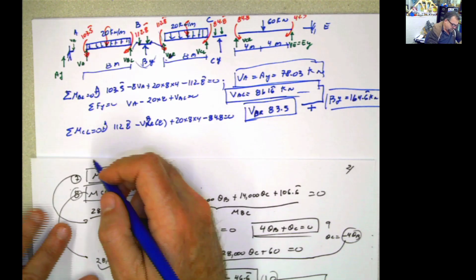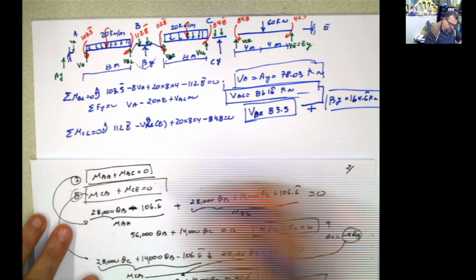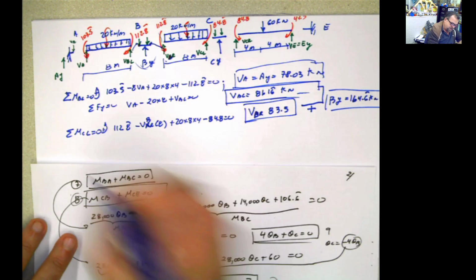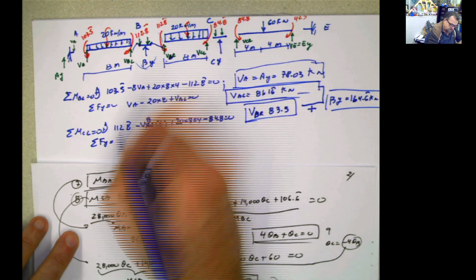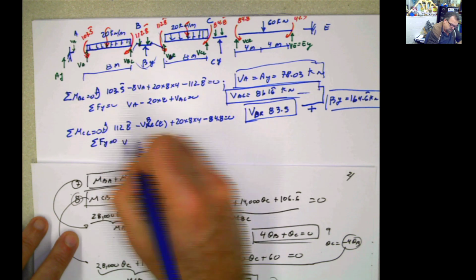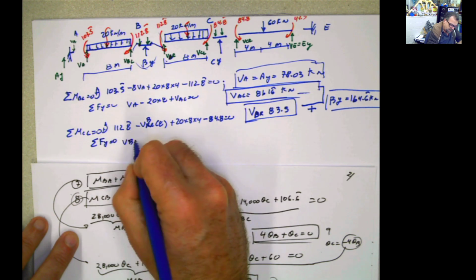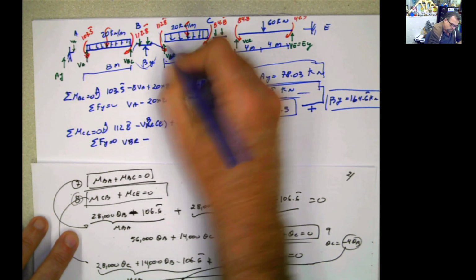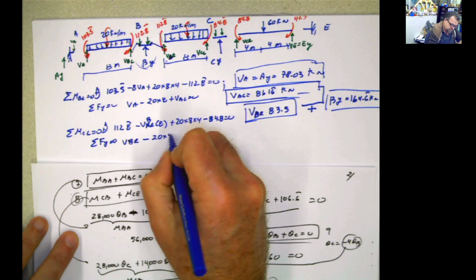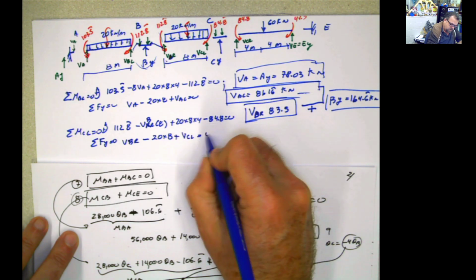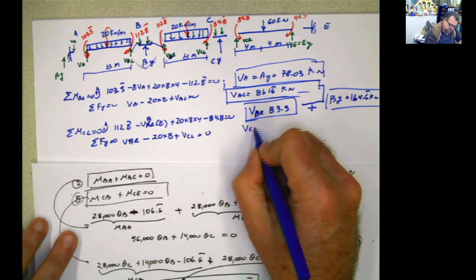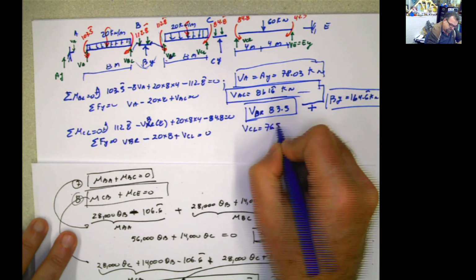So now, do you think we're going to invent something again? No. Well, summation of forces in Y in the same part equals 0. So you have VBR minus 20 times 8 plus VCL equals 0. And then we can calculate VCL as 76.5 kilonewton.